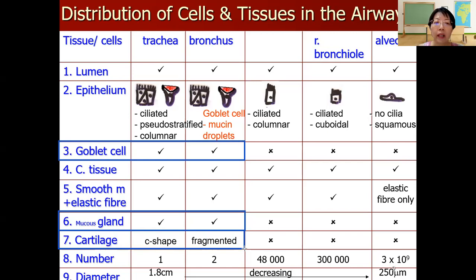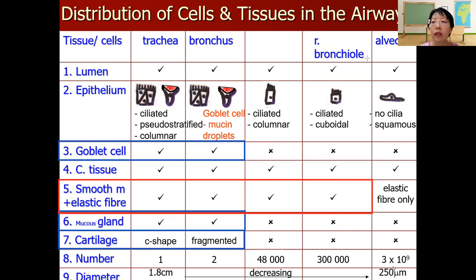After that, you will no longer find goblet cell, mucus gland, and cartilage in the bronchiole and alveoli. And then, of course, don't forget the smooth muscle and elastic fiber. Smooth muscle and elastic fiber will be found in all the airways, until bronchiole.